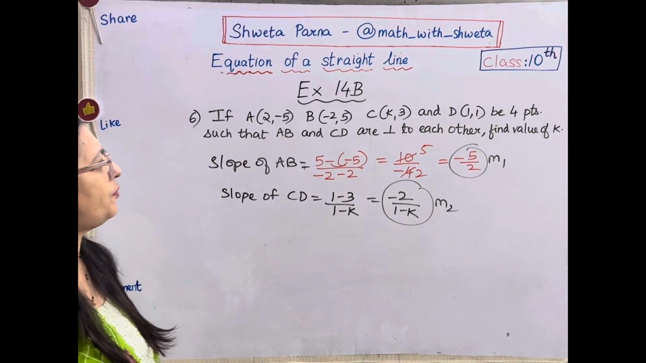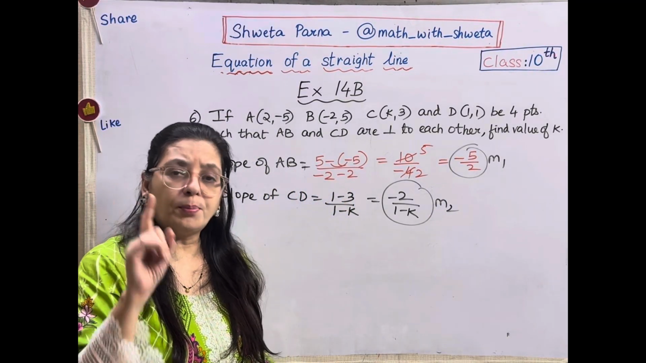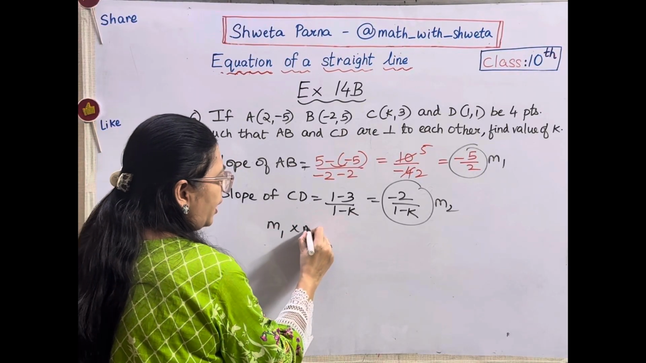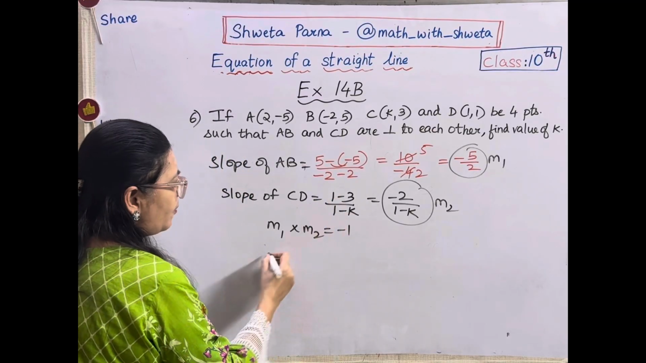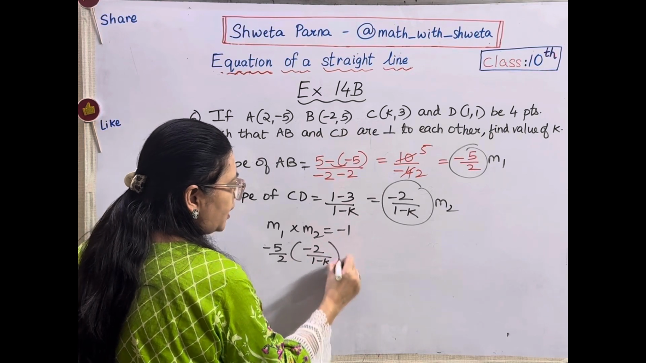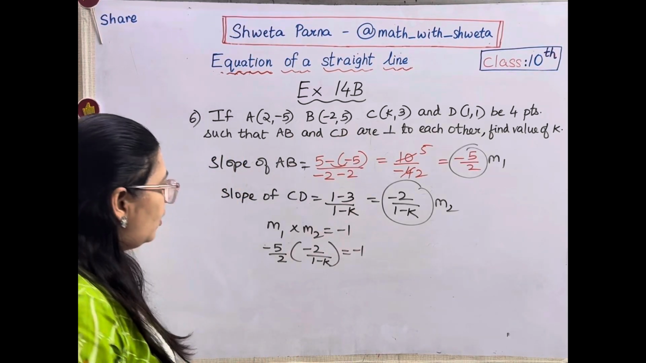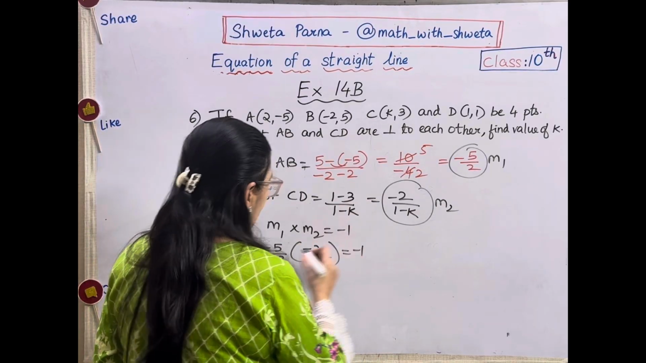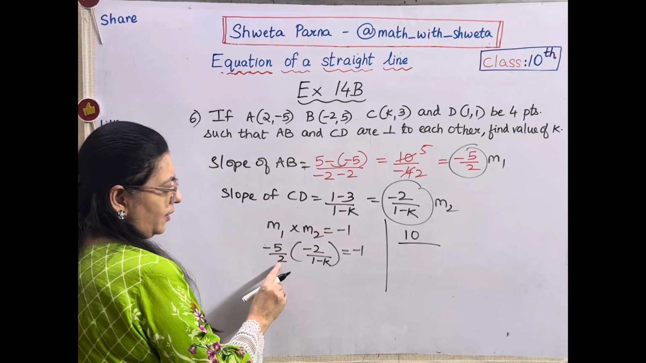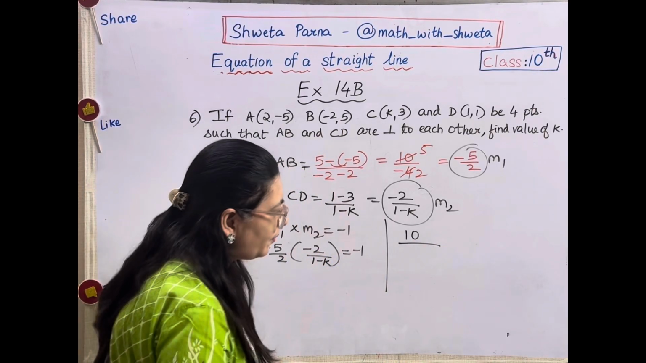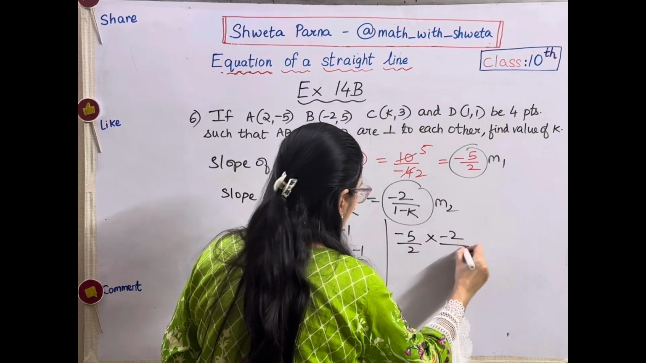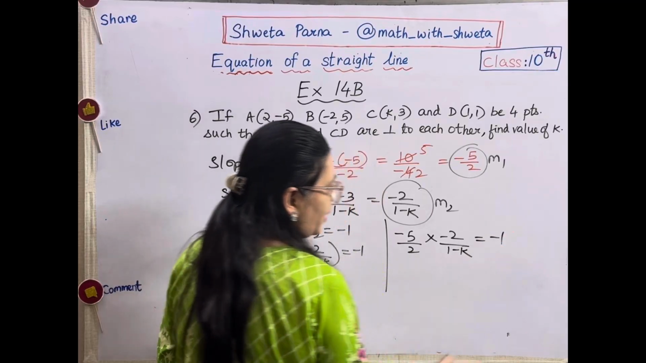Now what was the condition for two lines to be perpendicular? The product of their slopes should be equal to minus 1. That means M1 into M2 should be minus 1. M1 is minus 5 upon 2 into minus 2 upon 1 minus k is equal to minus 1. Okay. Now let's open the bracket. Minus 5 into minus 2 is 10. Same way, 2 into 2. So, an easier way, let's write it so that you don't get confused. Minus 5 upon 2 into minus 2 upon 1 minus k is equal to minus 1.